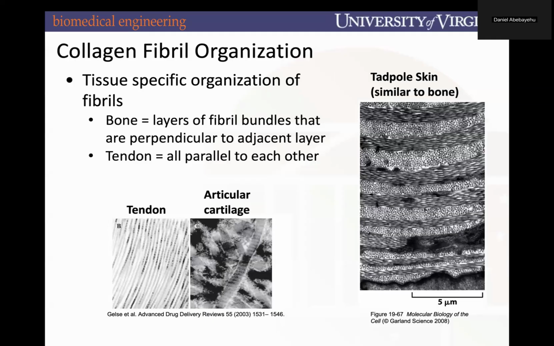Articular cartilage is going to be slightly different, as well as both bone and skin. Both bone and skin are typically going to have perpendicular layers of collagen together, and you can see that here in tadpole skin. And so the organization of collagen, because collagen's key function is to help provide tensile strength, its orientation will be determined or dictated by what kinds of loads, or what direction of tension, that tissue experiences.